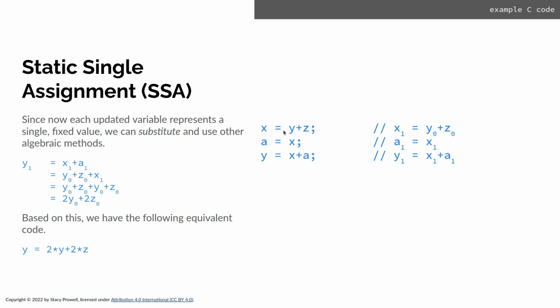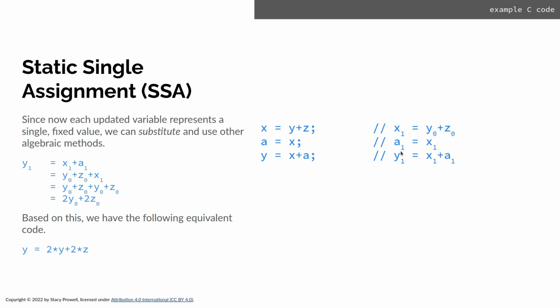So X is now changed, so I increment from X0 to X1. And so come down here, I set A equal to X. Well, that would be X1. And now A is changed, so it's A1. Down here, I set Y equal to X plus A. Well, that must be X1 and A1, which I'm storing in Y1.